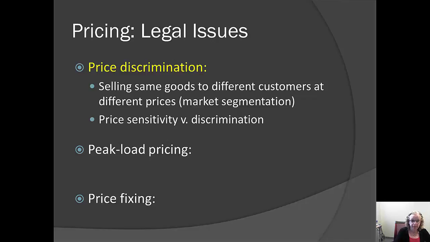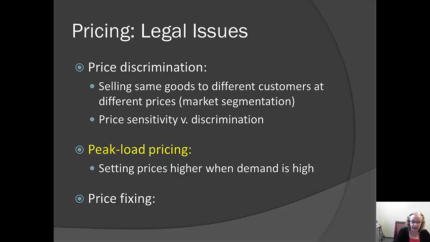Another issue is peak load pricing. This is perfectly legitimate. It means setting higher prices when demand is higher. So, for example, during the summer, electric companies sometimes charge a higher rate for electricity between 9 and 5 than they do the rest of the day. If you don't want to pay the higher price, don't turn on your air conditioner when demand is high.